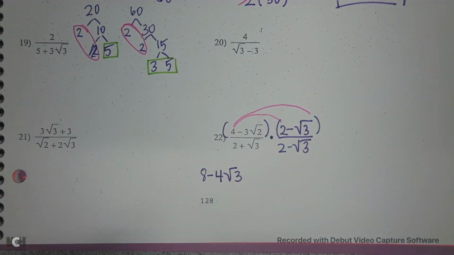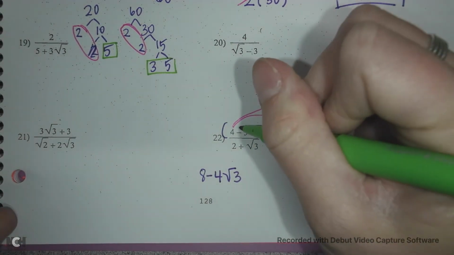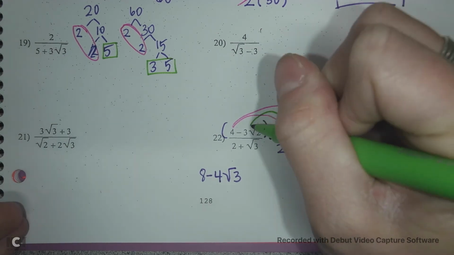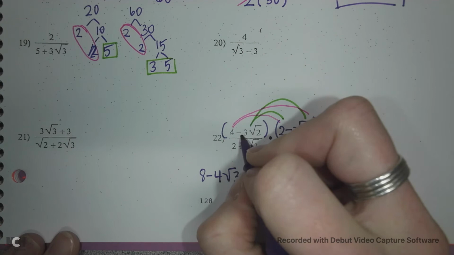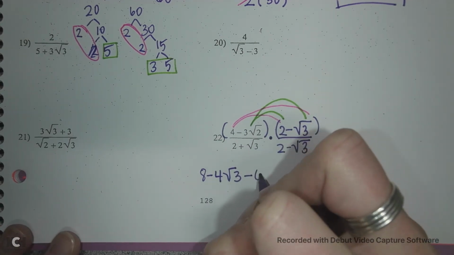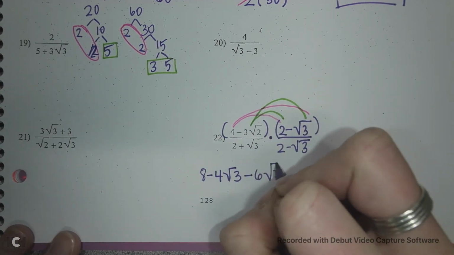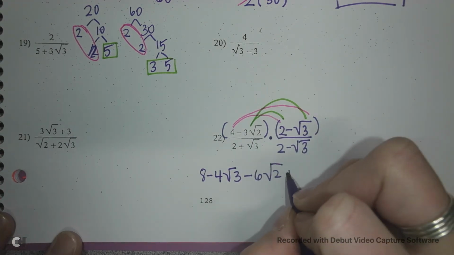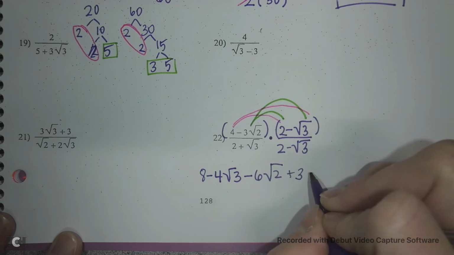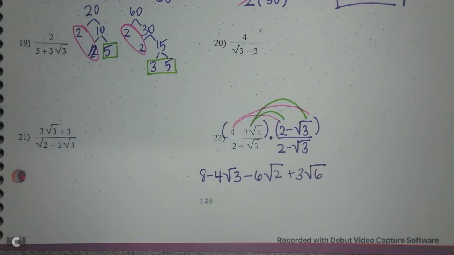Then I have to make sure I distribute my negative 3 root 2 to my 2 and to my negative root 3. Okay, so negative 3 times 2 is negative 6 root 2. And then negative 3 times negative 1 is positive 3. And then I have root 2 times root 3, which is root 6.